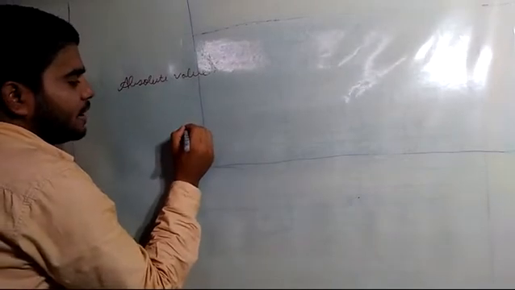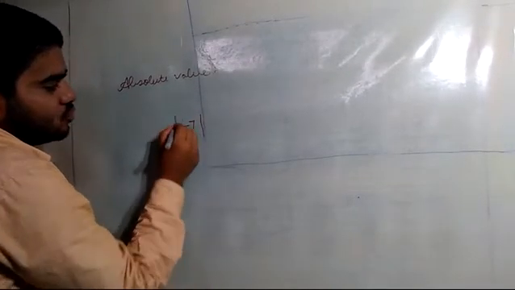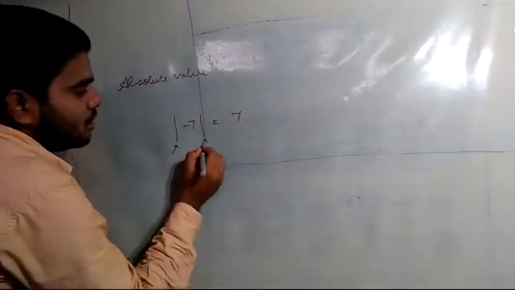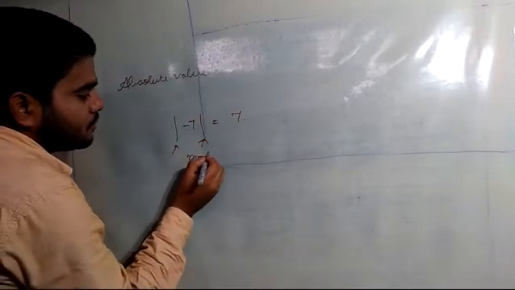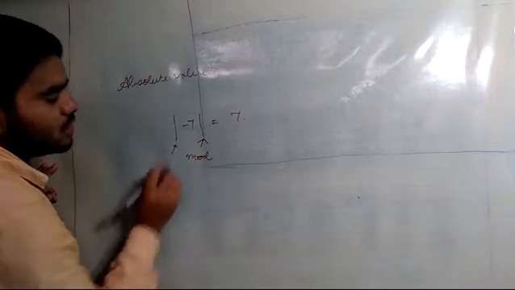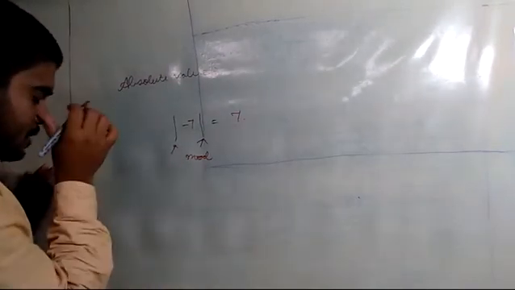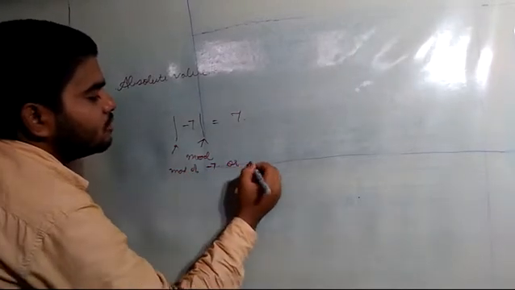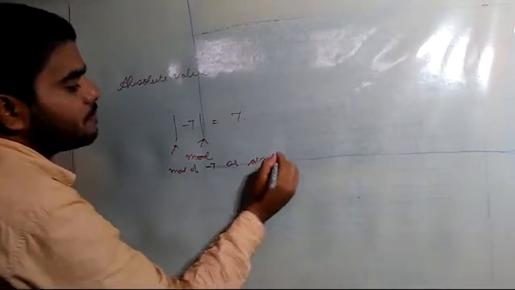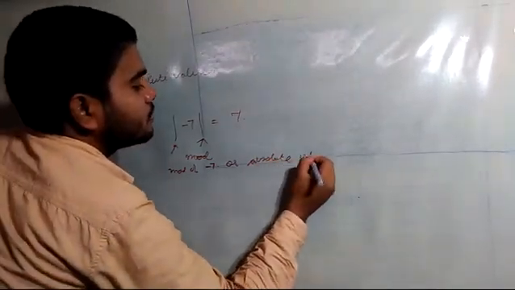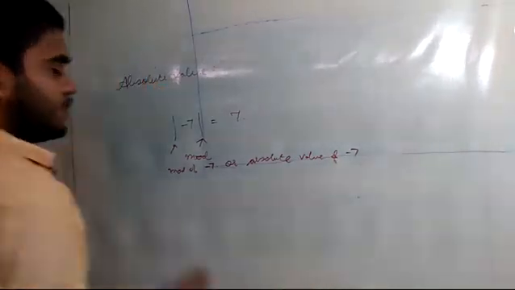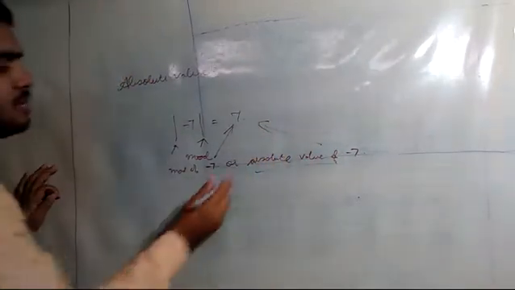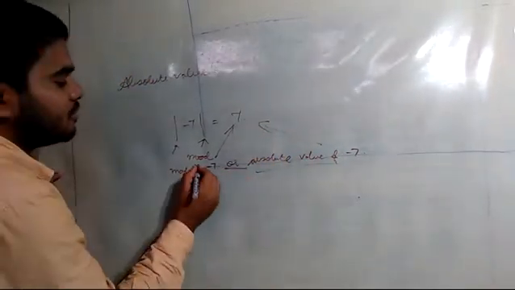For example, if I have -7 with these two lines drawn around it, then the answer will be 7. These two lines are called mod. So how will we write? These two lines are termed as mod and the number is inside this. We read it as mod of -7, or we say absolute value of -7. So mod of -7 is equal to 7. Absolute value of -7 is also 7. These are the different ways that we speak, we read out.